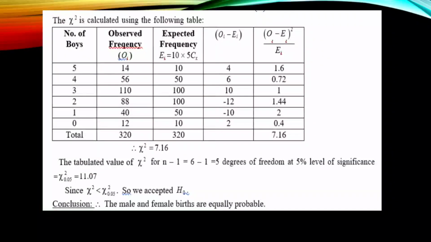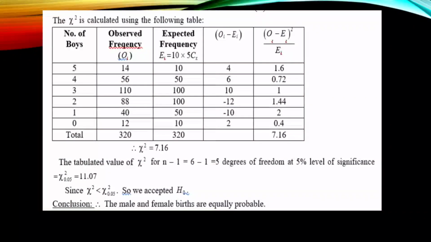So here number of boys data are given, observed frequencies are known, and expected frequencies can be calculated from the above expression. Now Oi minus Ei value is calculated, then Oi minus Ei the whole square by Ei value is calculated. Sum up all those corresponding values. So we have chi-square value is 7.16. Now let us compare this with the table value. Here the degrees of freedom is n minus 1 equal to 6 minus 1, which is 5. Here the level of significance alpha is 5%. So we have chi alpha square value is 11.07.